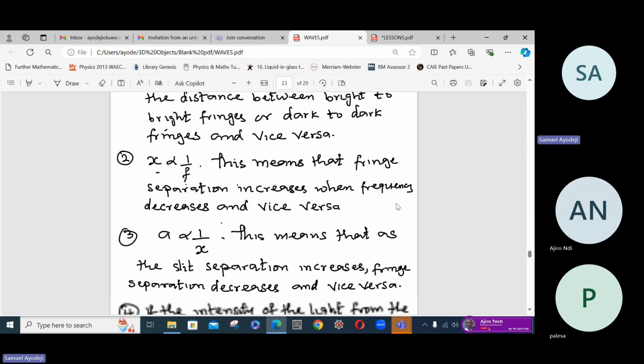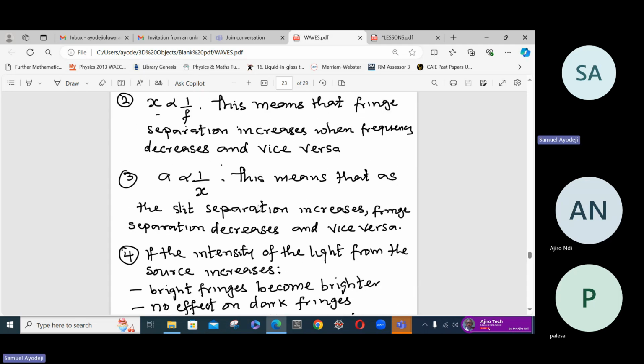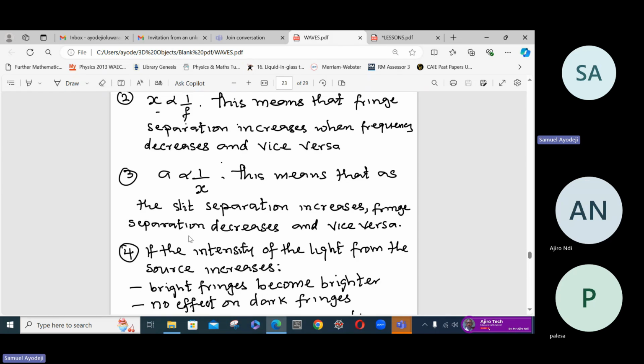You can also have another one here. This means that when slit separation increases, fringe separation decreases. So you should know this from that formula. Now, number 4.